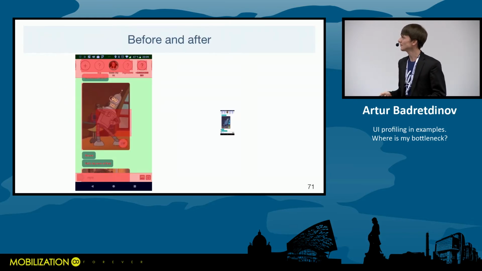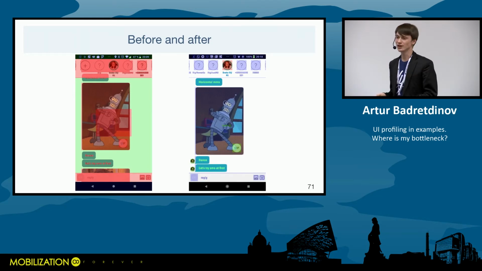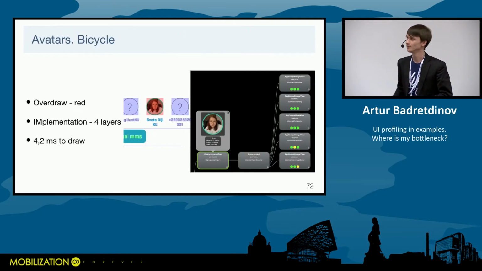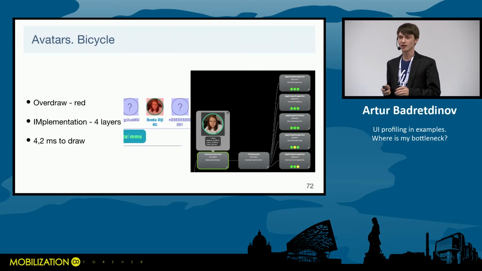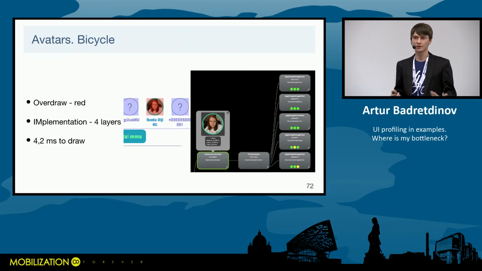If you spend just a little amount of time, it's quite easy to fix, usually just removing a couple of backgrounds. And you can still see a red one on the top. That's an avatar view. We had our own avatar view that was red in overdraw, implemented in 4 layers. And it took 4 milliseconds to be drawn. Is that more or is it less?